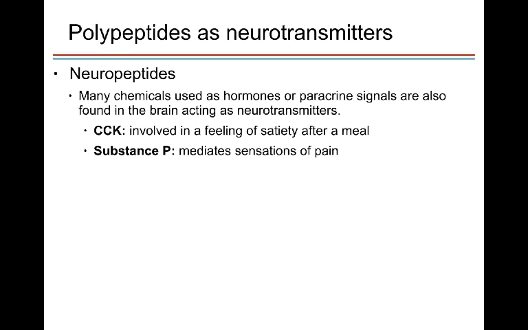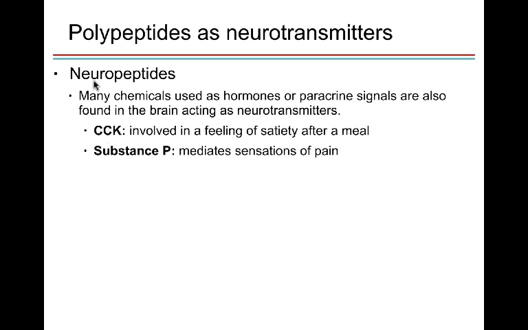Now let's move on and get to the polypeptides. Polypeptides can also be neurotransmitters. Those polypeptides that act like a neurotransmitter are called neuropeptides. Many of these neuropeptides that are released inside the brain from neurons also act as hormones. For instance, CCK is a hormone released from a gland.